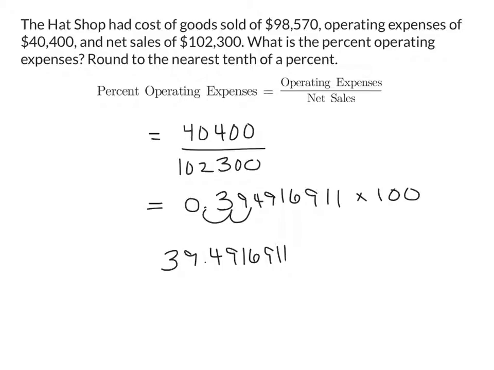39.4916911. And we want to round to 1 decimal place. The 9 is larger than a 5, so we'll round the 4 up to a 5. And our final answer is 39.5%.